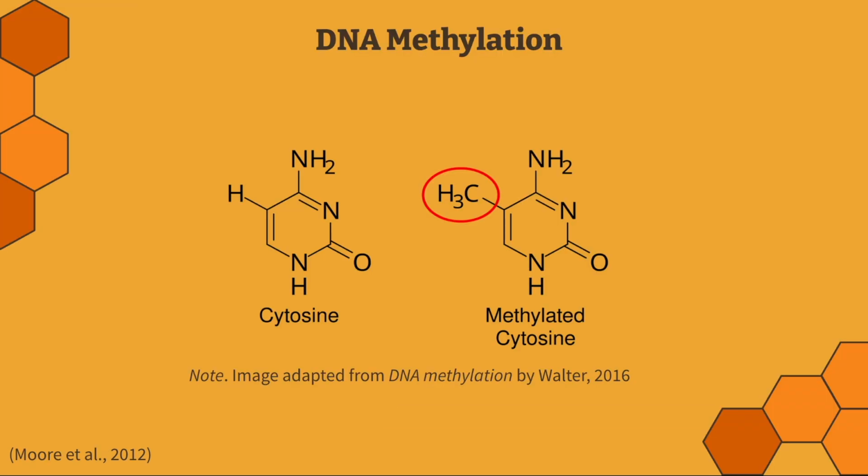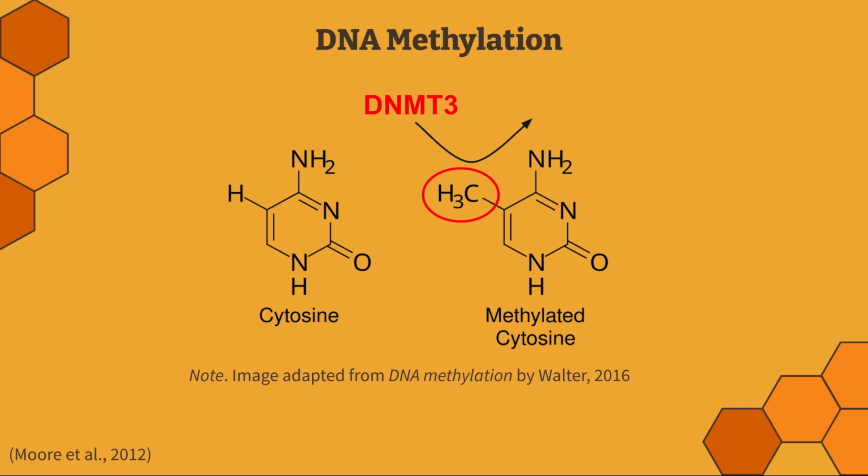This happens when a DNA methyltransferase enzyme called DNMT3 adds a methyl group to the cytosine of a CpG dinucleotide. When this happens, transcription factor proteins aren't able to bind to DNA, which prevents RNA polymerase from copying the gene during transcription, resulting in the gene being silenced.